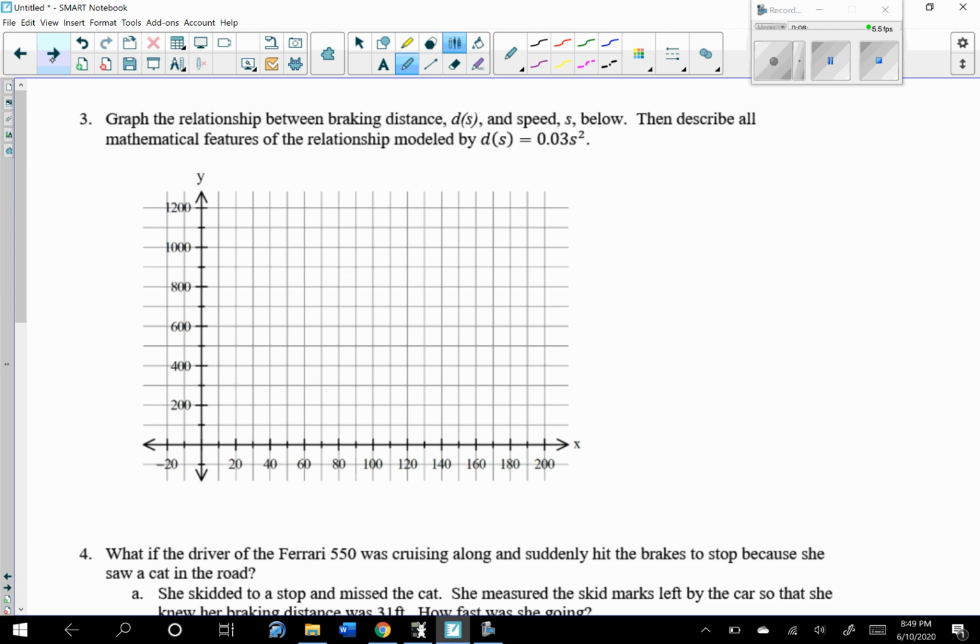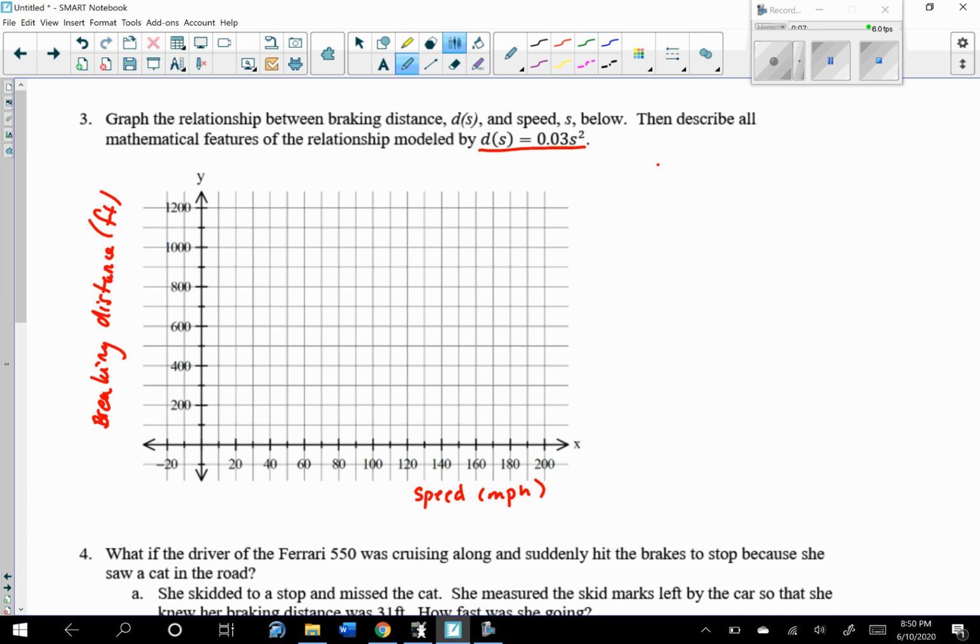So for question 3, it says graph the relationship between the braking distance d of s and the speed of s below, then describe all the mathematical features of the relationship modeled by the function. So make sure you are labeling, so this is the speed in miles per hour, and then the braking distance is the y-axis. And that's of course in feet.